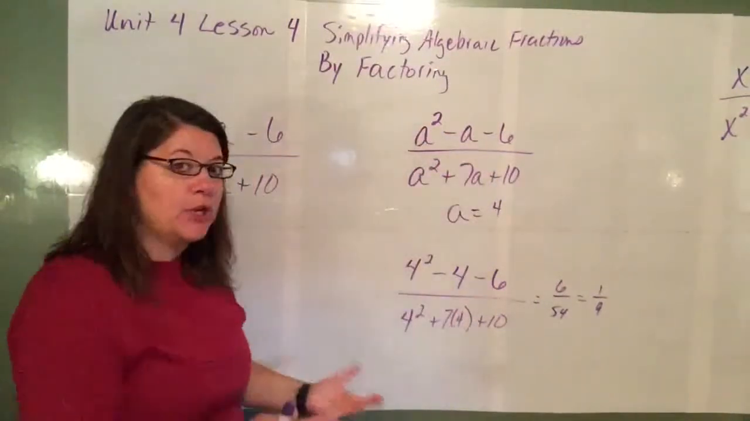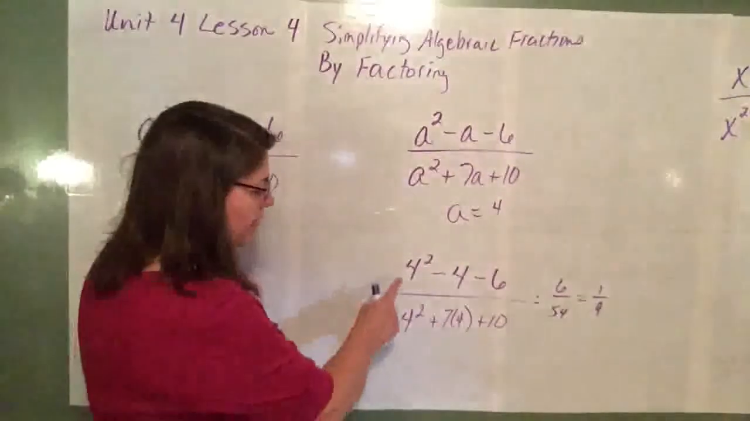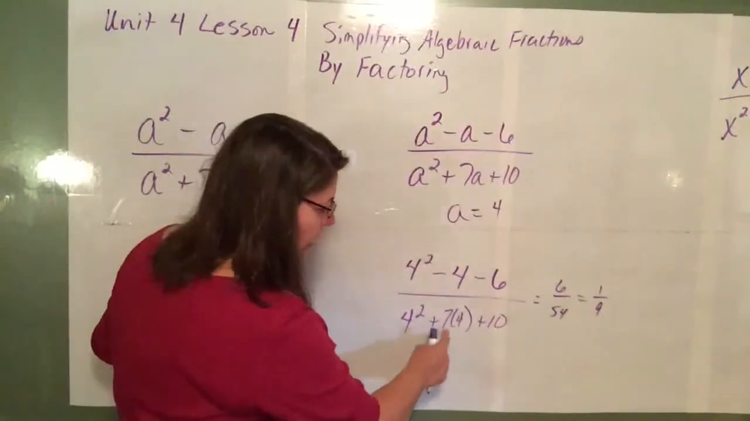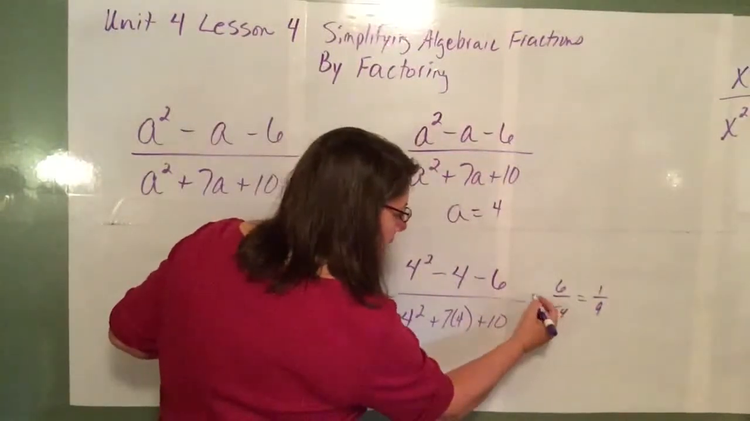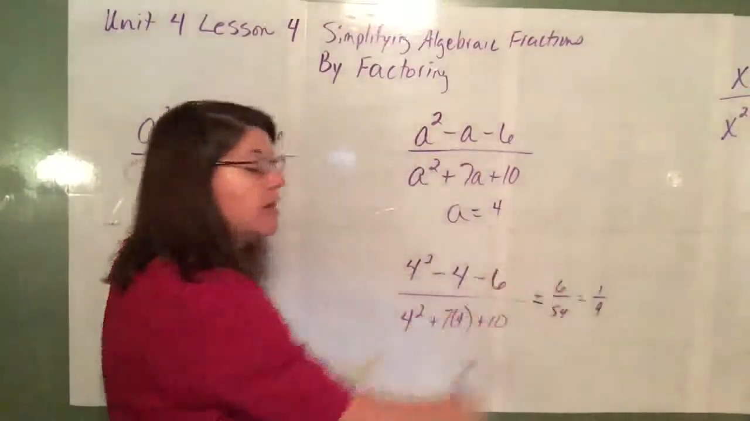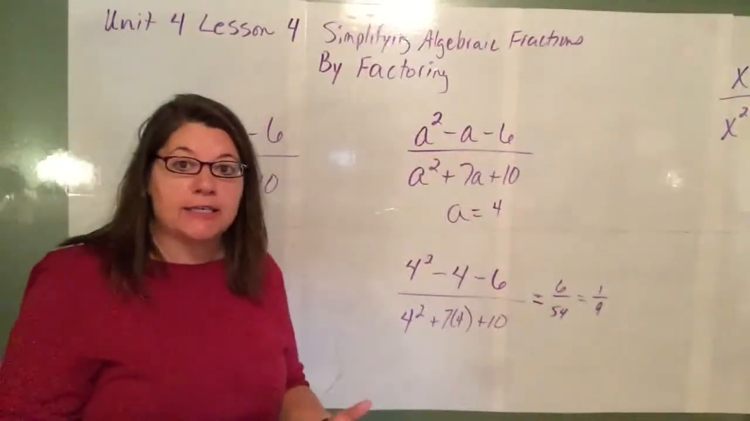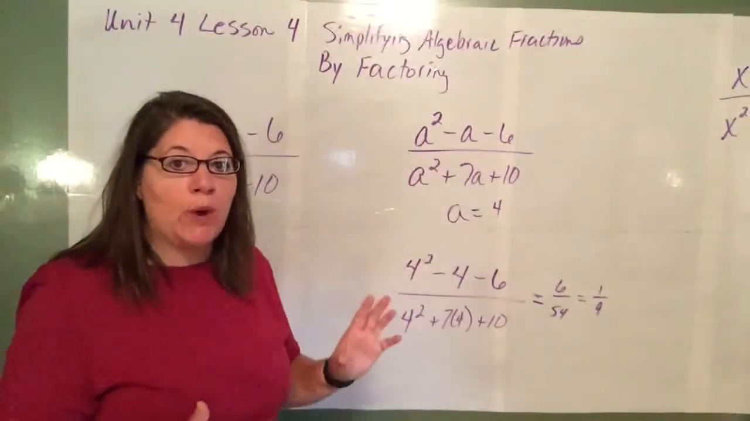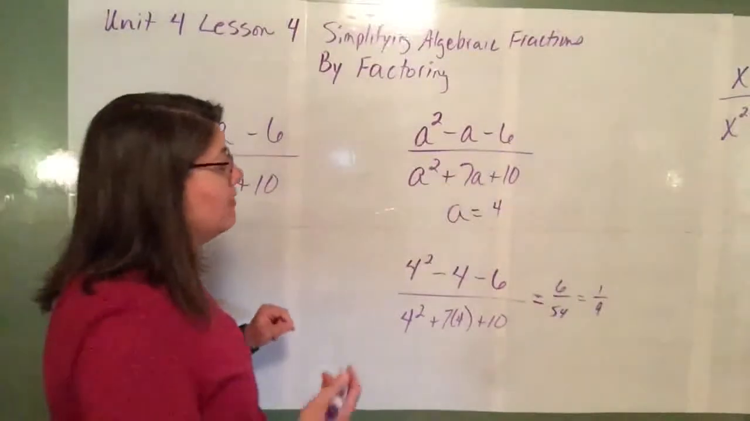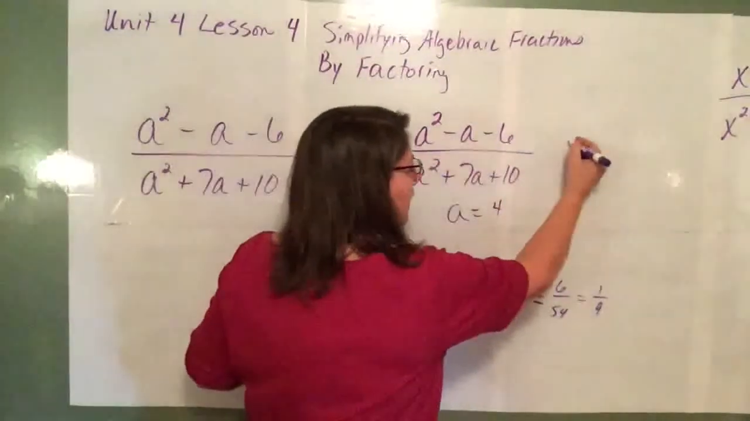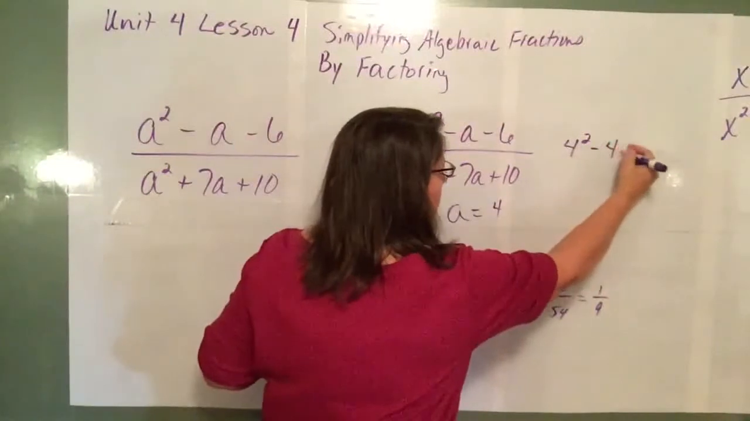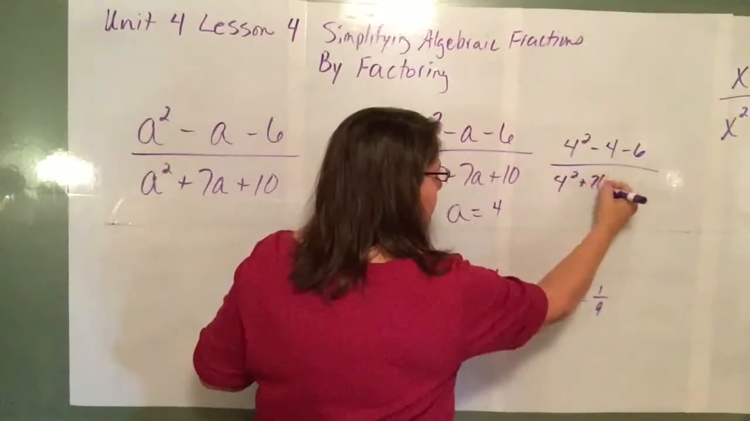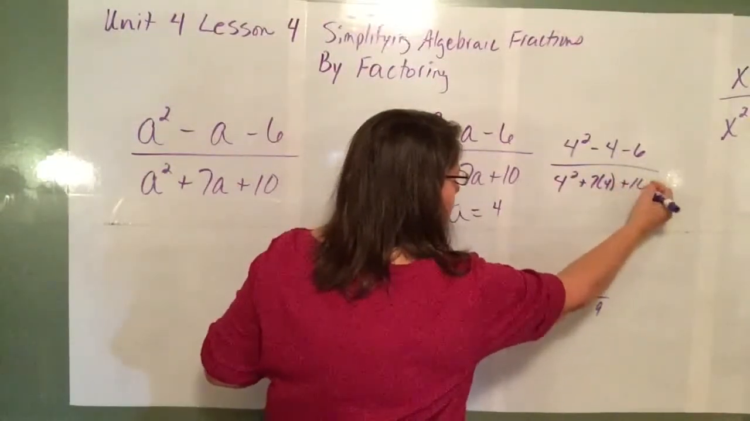and we do the math there, we'd use order of operations. We'd have 16 minus 4 minus 6 is 6. And then if we do the math here, 16 plus 28 plus 10 is 54. And then if we simplify that fraction, we should get 1/9 if what we do is correct, okay? So I'm going to do this the wrong way and show you why it's wrong with numbers. If I say that's 4 squared minus 4 minus 6, I'm just doing the same thing, over 4 squared plus 7 times 4 plus 10.